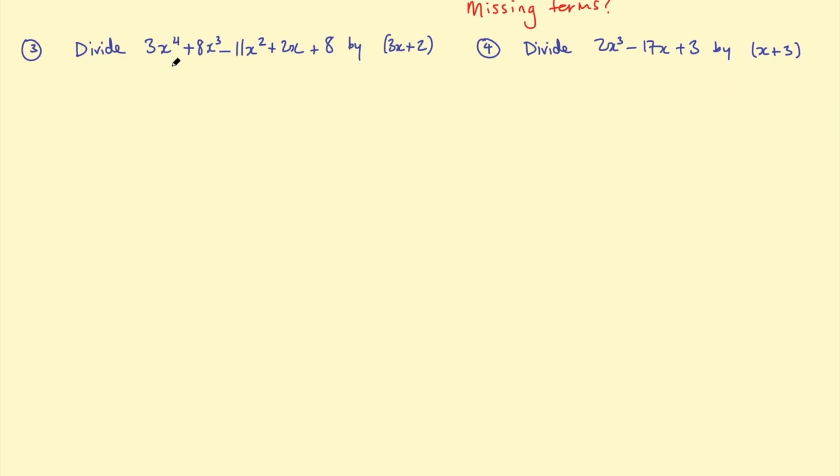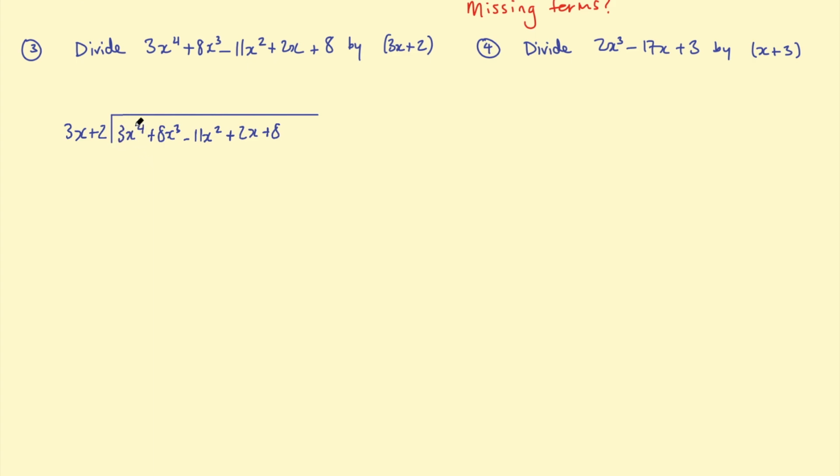This question says divide 3x to the power 4 plus 8x cubed minus 11x squared plus 2x plus 8 by 3x plus 2. So this is a quartic divided by a binomial. And again, we're going to use the long division method. So set that up, write your dividend and your divisor.